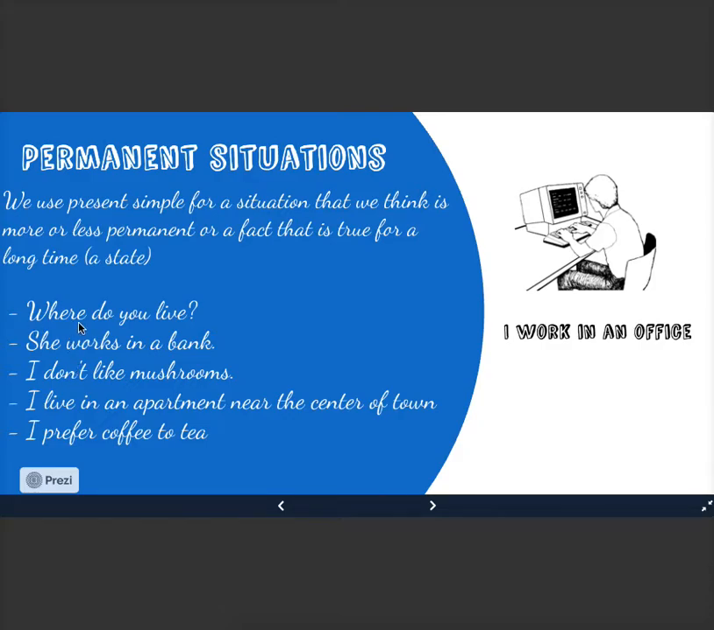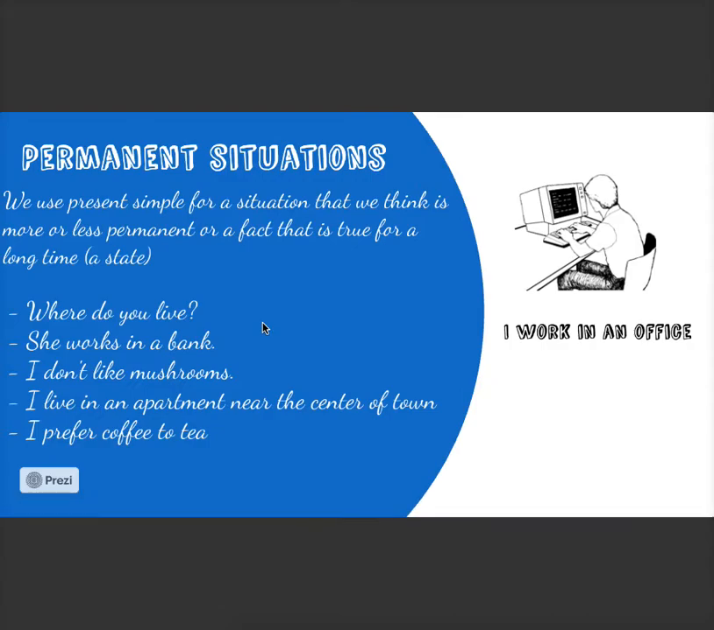So, Danny, go ahead. Can you please help me reading the examples? Yes. Where do you live? She works in a bank. I don't like mushrooms. I live in an apartment near the center of town. I prefer coffee to tea.